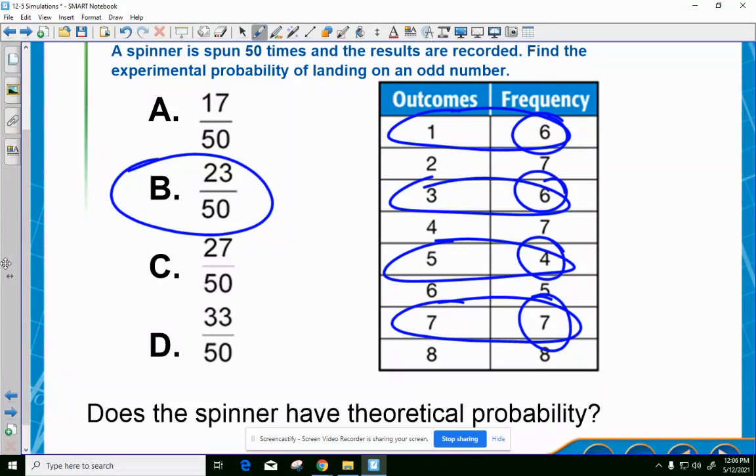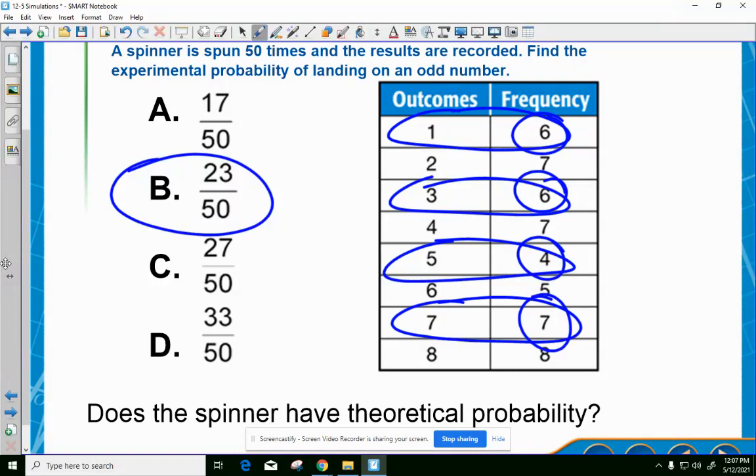What you looking at? Yeah. Well, the outcomes, right, those are the numbers that are possible. So in this case, the spinner obviously had eight numbers on it, right? These frequencies over here, though, these are how many times a 1 showed up, how many times a 3 showed up. And since they asked me about an odd number, I was only concerned about 1, 3, 5, and 7. And I added the 6, the 6, the 4, and the 7 for a grand total of 23.